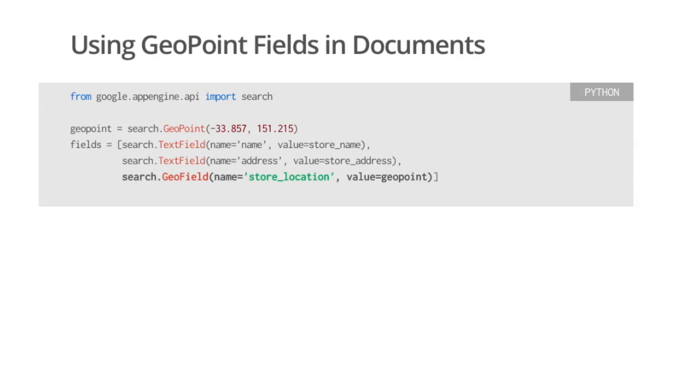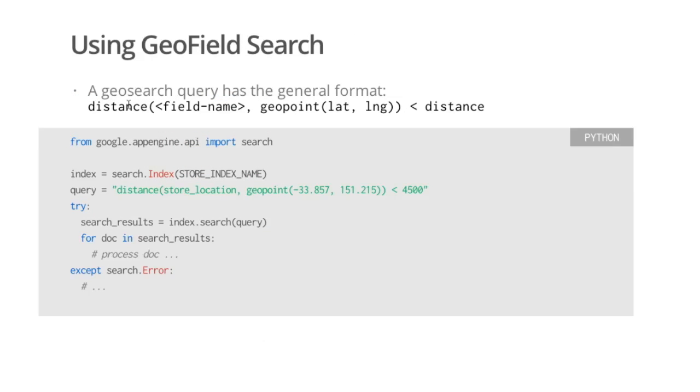search query against them. A GeoSearch query uses the distance function, which takes a field name and a GeoPoint. The field name is the name of a field that you are searching on. The GeoPoint identifies the location from which you're searching. We compare the value returned by a distance function with the distance specified by the user.